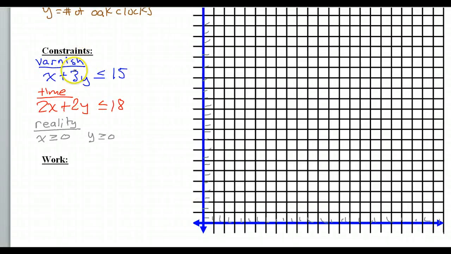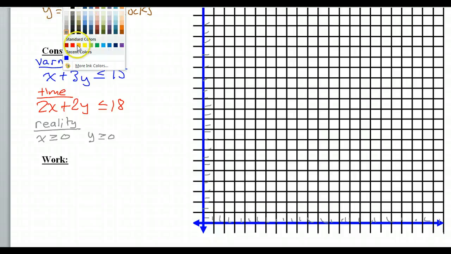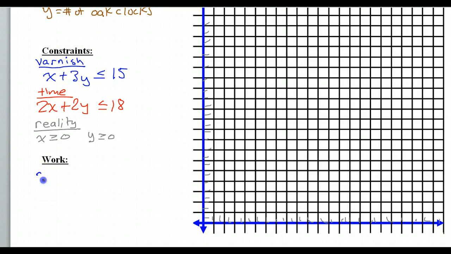Now we need to graph the other constraints though. Let's start with the varnish constraint, which is x plus 3y is less than or equal to 15. So subtract 3y from both sides, and that's going to give us, why am I subtracting 3y? Oops, I didn't mean that. Okay, erase that. I meant subtract x from both sides. So that gives us 3y is less than or equal to negative x plus 15. Let us now divide by 3 to get y by itself.